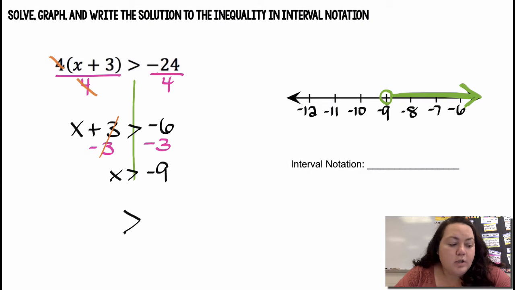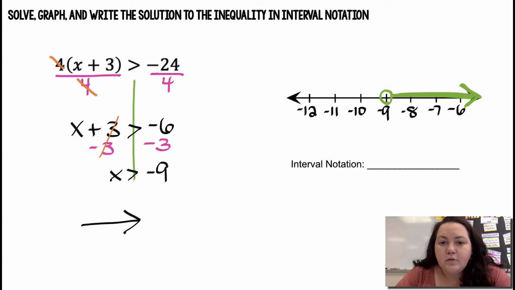You can also look at your symbol. If you read it from left to right and the variable comes first, like ours does, x is greater than negative 9, then it kind of makes an arrow telling you which way to point. That only works if you have your variable first.